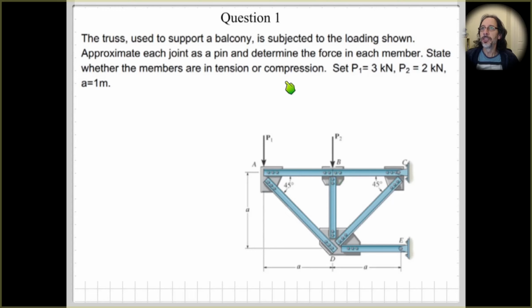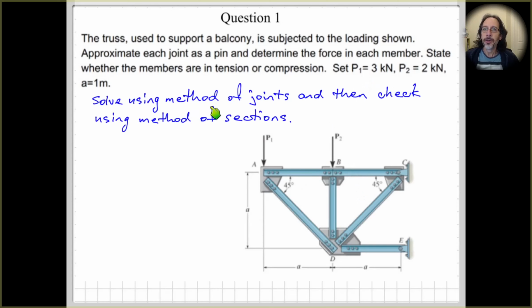So what we need to do is to work out the force in each member and state whether each of the members are in tension or compression or maybe even zero force members. We're given the values for the loads and also the dimensions. As you probably know, there are two methods of solving pin jointed truss problems. Firstly, the method of joints, which we'll do first in this solution, and then the method of sections. So we'll make use of both of these.